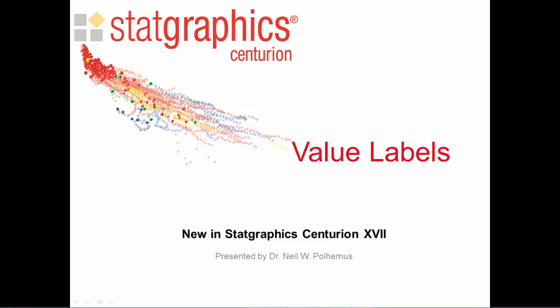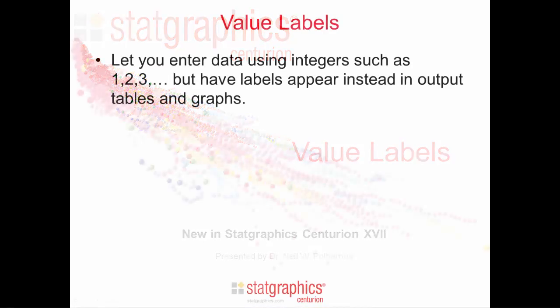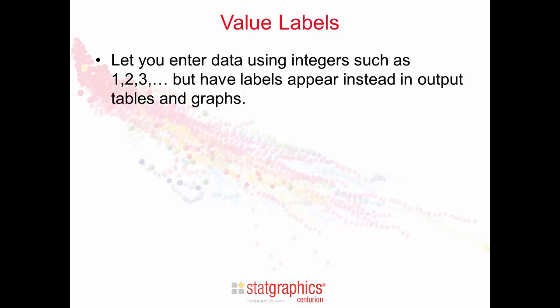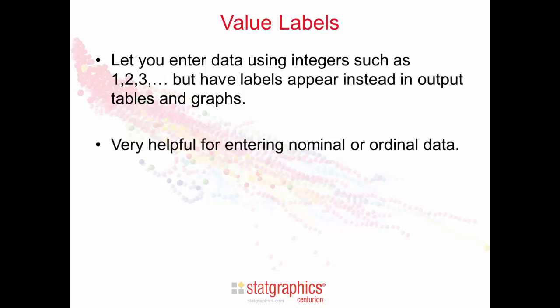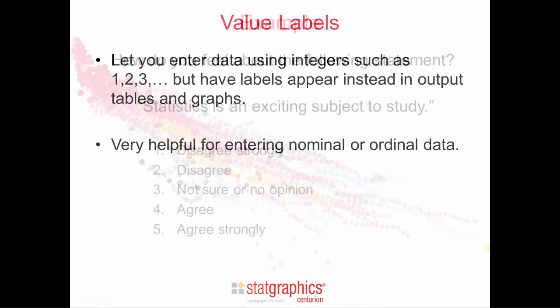In this video, I'll describe an important addition to Statgraphics Centurion version 17. That is, the ability to assign value labels to a column of data. Value labels let you enter data using simple integers such as 1, 2, 3, and so forth, but have labels appear instead of the integers in output tables and graphs.